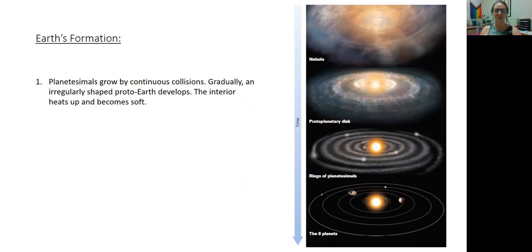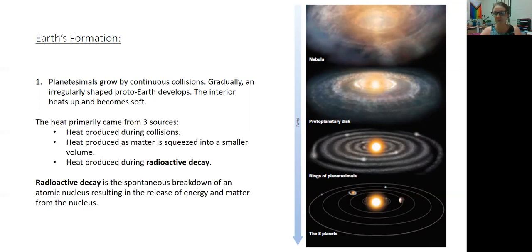All right, so we talked about in the nebular theory how planetesimals grow by continuous collisions. And over time, those smaller planetesimals get bigger and bigger until eventually we get our planets. And the early planets, the protoplanets, were irregularly shaped. They were bumpy, right? They were made just as a mass of stuff that had clumped together. And the proto-Earth, eventually, as it gets bigger and bigger, begins to heat up and become kind of soft. And the heat comes from a few different places.